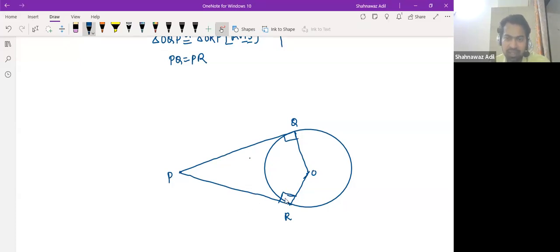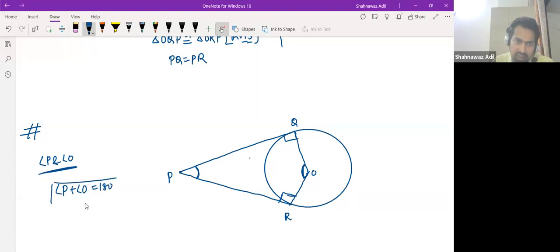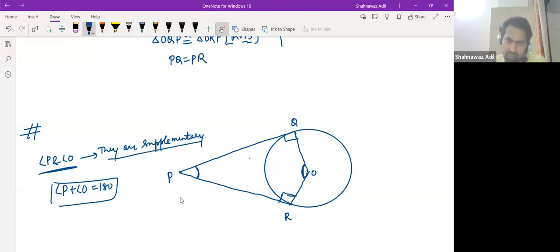So if this is 90, this is 90, what can you tell about these two angles? What can you guys tell about this angle P and angle O? Angle P plus angle O is equal to 180, which means that they are supplementary, right? Yes, sir. So how did you arrive at this conclusion? Because the sum of all the angles is supposed to be 360. Yeah, and we know 90 plus 90 is 180, so the rest should be 180.